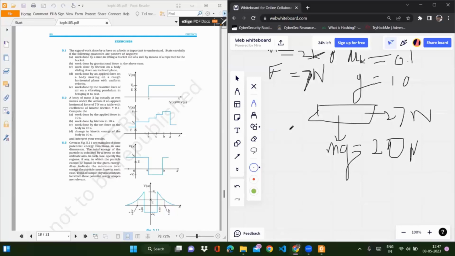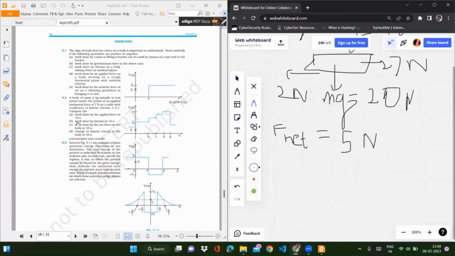As it is said that there is kinetic friction, there will be an opposing resistive force of friction due to this coefficient of kinetic friction 0.1. It will be given by mu k mg. So it will be 0.1 times 20, that is nothing but 2 Newton. So we can say that F net on the body will be equal to 5 Newton.